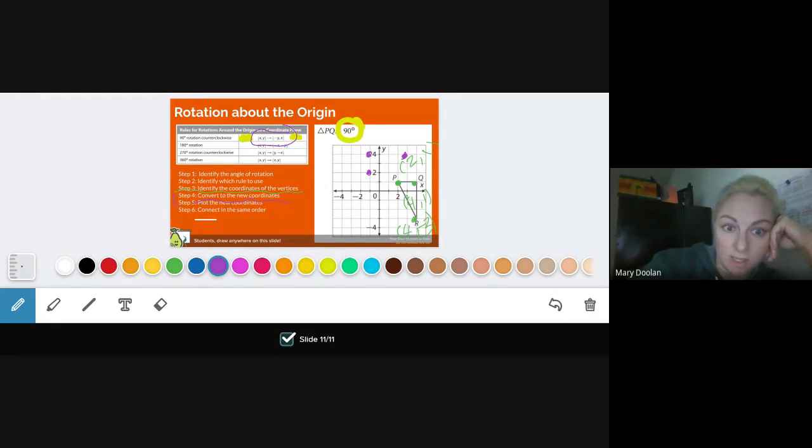So I did step 4 and 5 together. And now I'm going to connect them in the same order, okay, as I have on my original. So that is the correct rotated triangle. That is the correct image of triangle PQR, where this is P prime, this is R prime, and this is Q prime. Okay, it's literally twisting the triangle about the origin. All right.